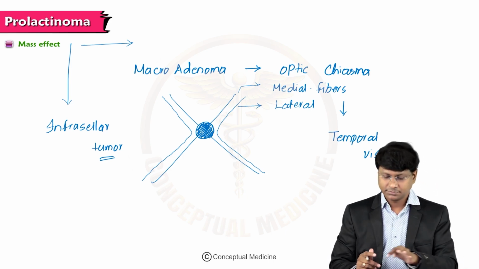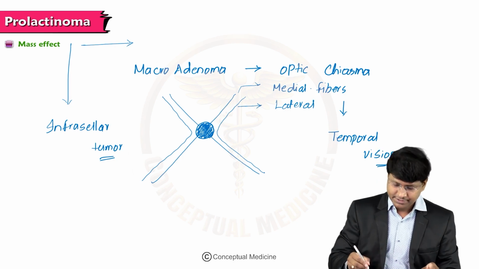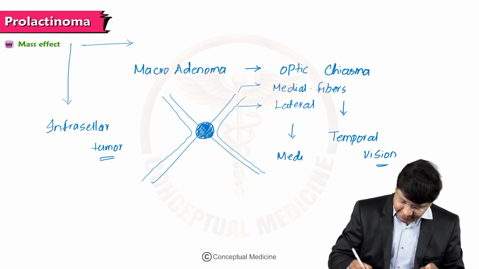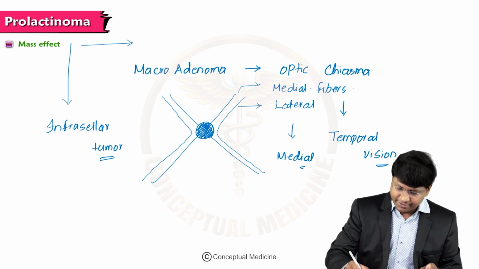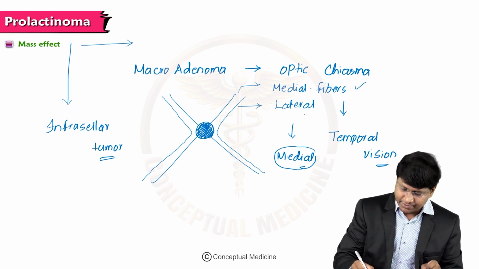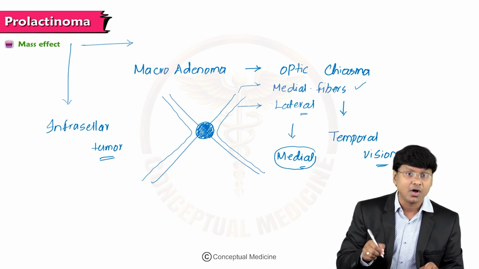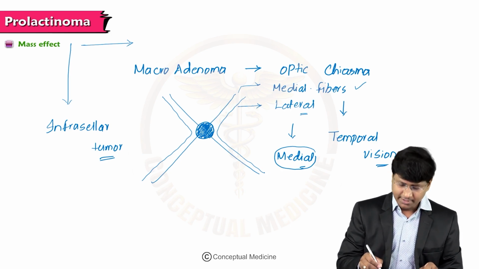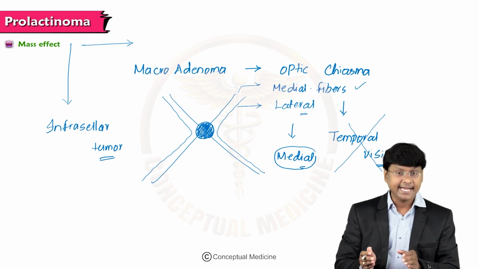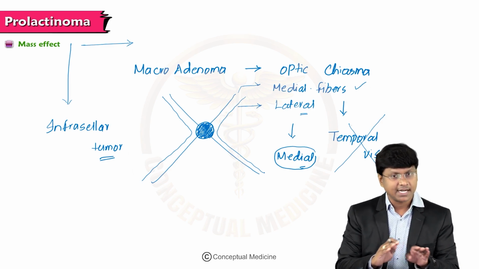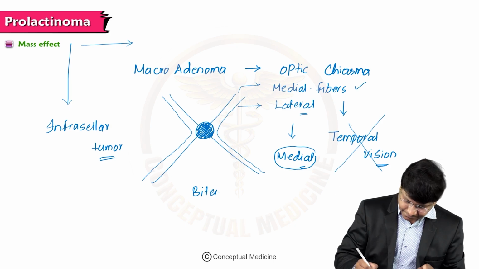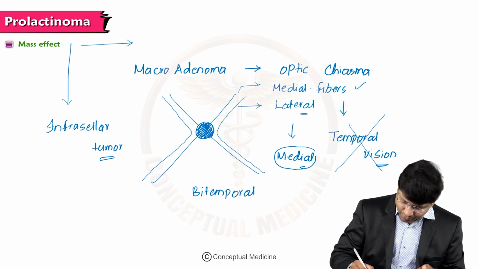So it is your temporal vision which is brought by your medial fibers, and lateral fibers, they bring the vision from the medial half of the visual field. So temporal visual field is by your medial fibers and the medial part of the visual field is by your lateral fibers. So now your prolactinoma, that is macroadenoma, it is compressing the medial fibers. So your temporal vision is lost, right? And medial fibers of both the sides are damaged or compressed or destroyed. So that is the reason why the individual will have bitemporal hemianopia.